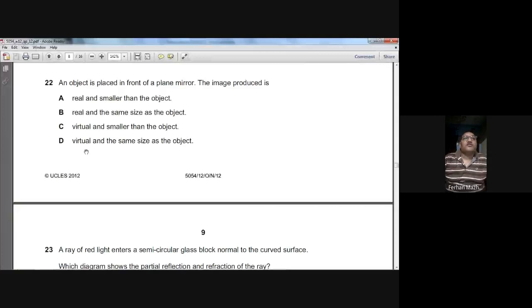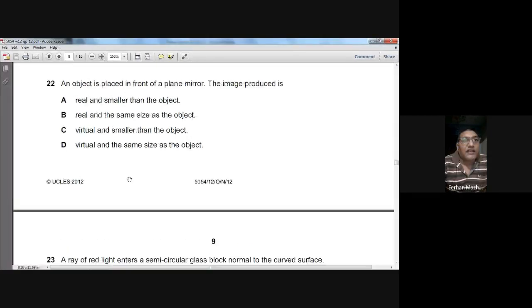Okay, question number 22 is on your screen, and an object is placed in front of a plane mirror. Whenever you stand in front of a plane mirror, the image formed has some properties. We can name some properties. For example, in the plane mirror, the image formed is always virtual. The distance of the image from the mirror and the distance of the object from the mirror is the same. The size of the image and the size of the object is the same.